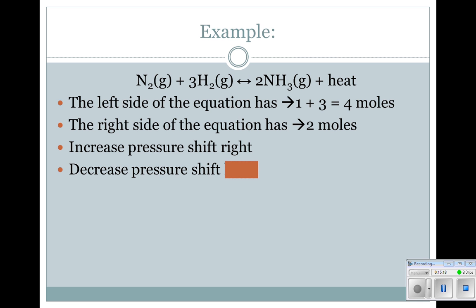If we decrease pressure, now we have more volume. We actually favor the reverse here, or the side with more moles, which would be 2 uncombining to make 4 moles. So we would shift to the left.